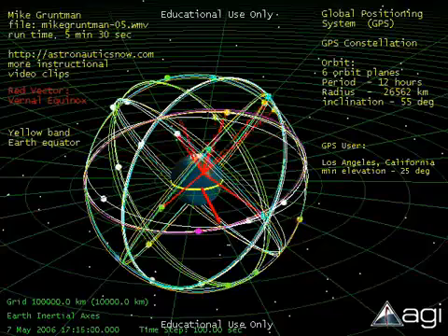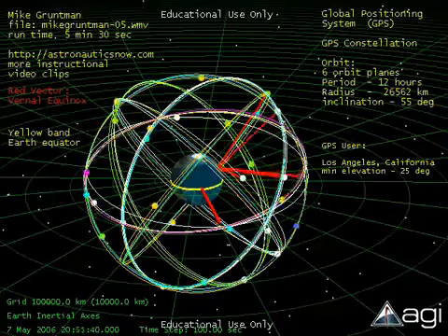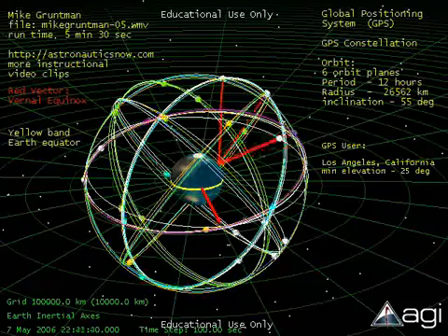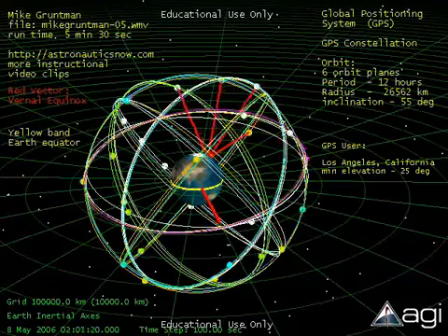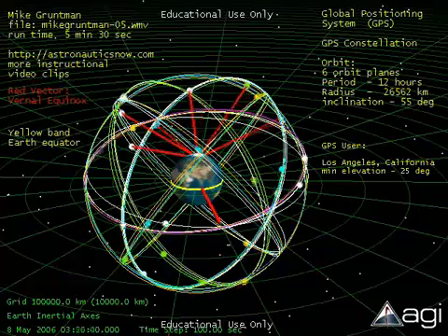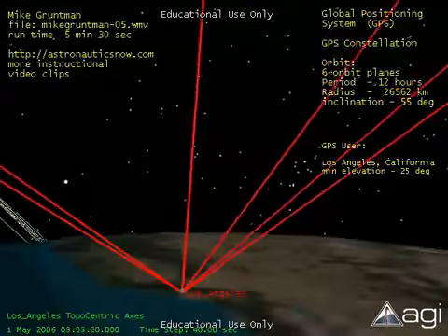Today, in 2007, there are 30 operational satellites. Our simulations show 29 satellites. You can see that the user on the ground always receives signals from at least 4 GPS satellites simultaneously.